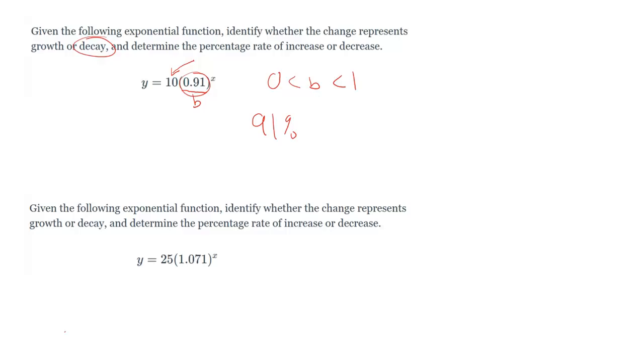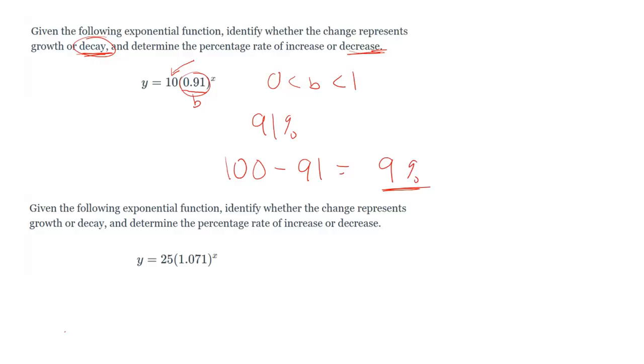But this 91% does not mean that that's the rate of decrease. 91% decreasing would be pretty quick. We have to figure out how far away from 100% 91% is. So I'm going to do 100 minus 91, which is 9. So the answer to this question would be that it's decay and it's decreasing at a 9% rate.